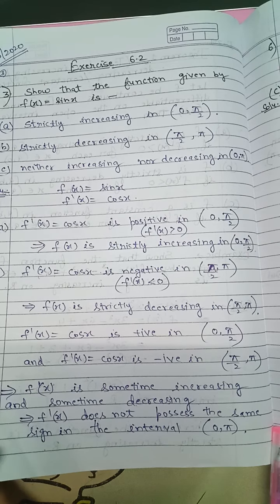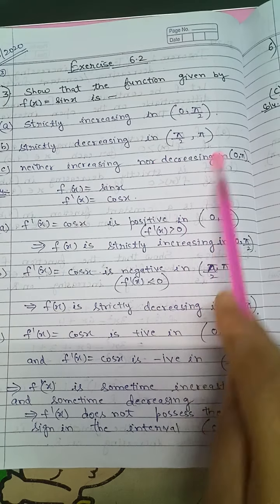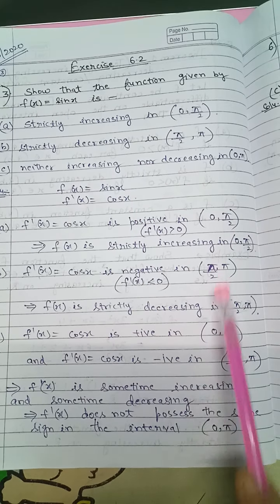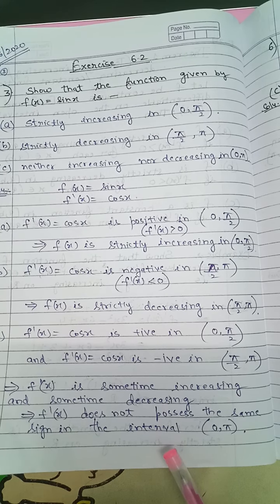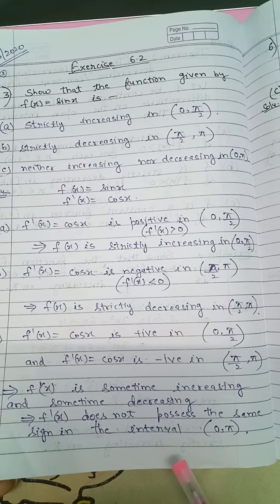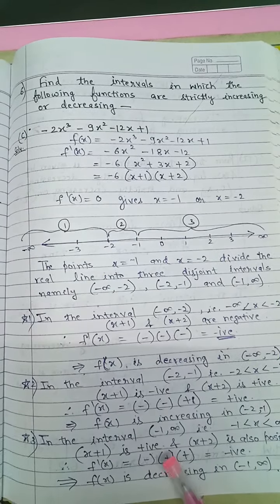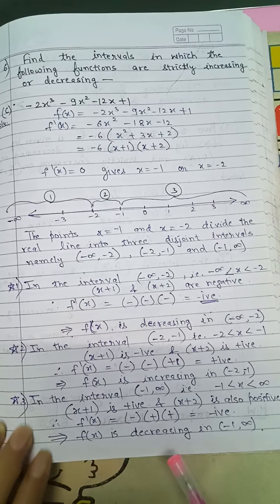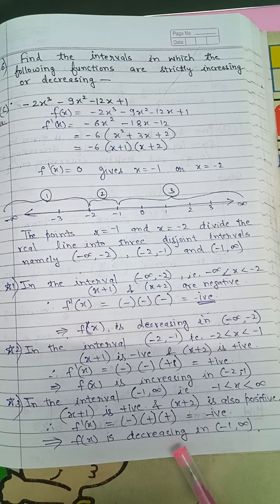Next kind of question that comes is finding out the intervals. Here the intervals were given and we had to prove whether it is increasing or decreasing or neither increasing nor decreasing. The next kind of question that comes is finding out the intervals in which the functions are strictly increasing or decreasing. So let's see one question of that kind also. How we will be doing it. The steps you should know, then you can easily find out how to proceed with any kind of question.